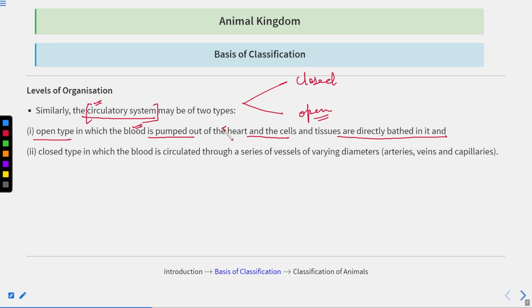Means all the cells and tissues are bathing in this particular blood. This is called the open type of circulatory system, as we see in the case of arthropoda. Now coming to the next level, that is the closed type, in which the blood is circulated through a series of vessels of varying diameter.